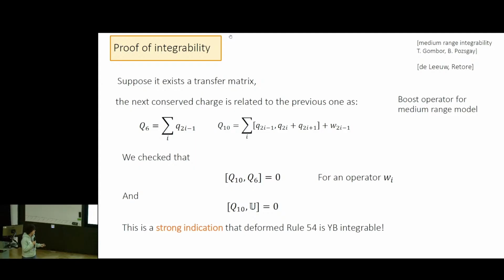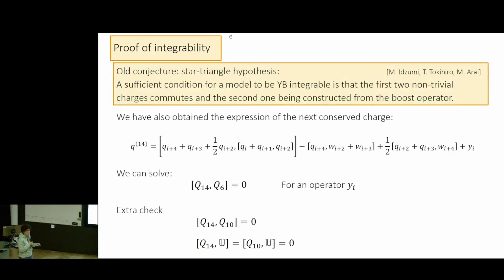I want to be precise, this is not really a proof, but it comes from an old conjecture that is called the star triangle hypothesis. It says that a sufficient condition for a model to be Yang-Baxter integrable is that the first two non-trivial charges commute and the second one is constructed from the boost operator. What we also did was to apply the boost again, and we also got the next conserved charge.